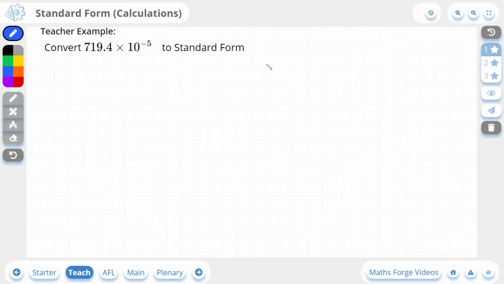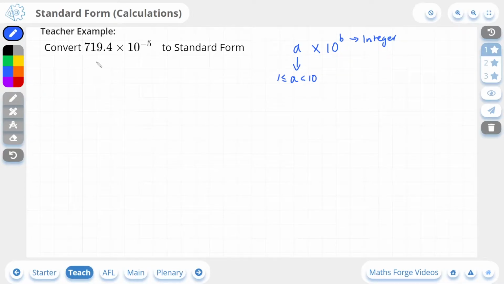So by now you should know what standard form is. It is a number written in the form of a times 10 to the power of b, where the number a is between 1 and less than 10, and the number b is an integer. So that is a whole number, it could be positive or negative, this b. So let's try this one-star example.